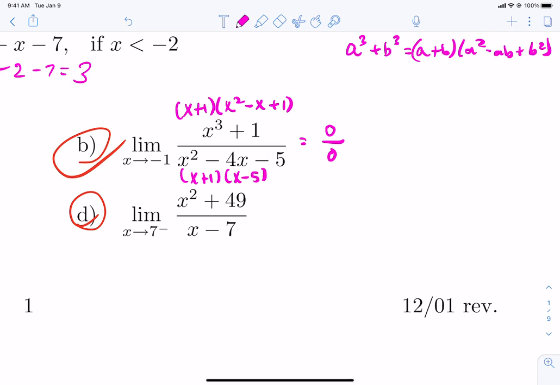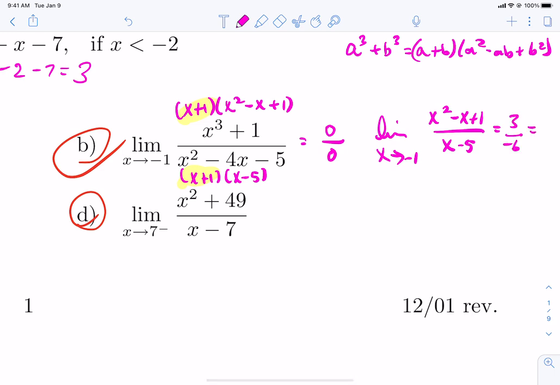Now, what is causing the issue here is this x plus 1 factor. If we remove it and look at the simplified version, we can take the limit as x approaches negative 1 of x squared minus x plus 1 over x minus 5. So now, try to plug it in again. Well, if I plug negative 1 into the top, I get 1 plus 1 plus 1, or 3. If I plug negative 1 into the bottom, I get negative 6. So the answer is negative 1/2. Good to go. That's your answer.